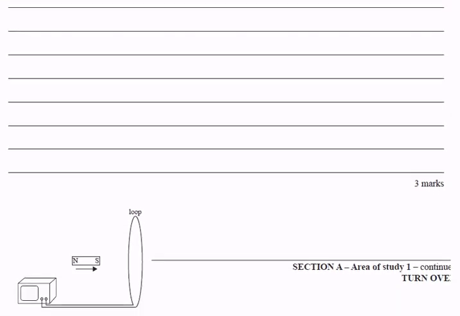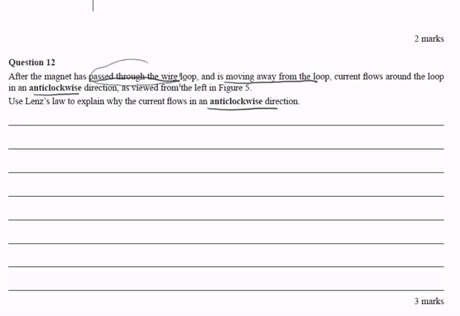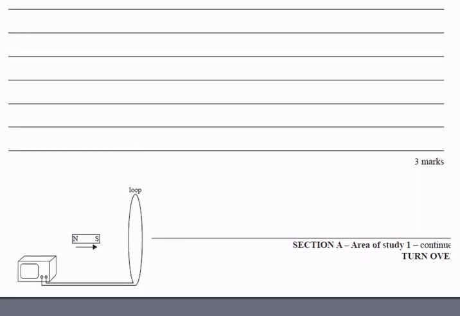What I've done is I've copied and pasted the picture here to make it easy for ourselves. They've asked from through the loop, that's position 1, to moving away from the loop, position 2, as viewed from the left. So we're viewing this whole situation from here, looking that way, and they are saying from here the magnet moves to here, and it makes an anti-clockwise current.